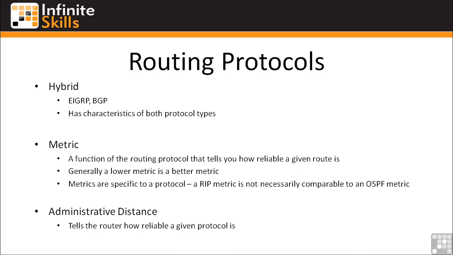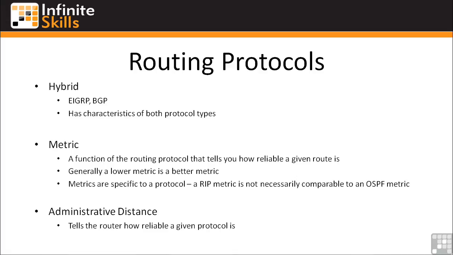Essentially, it tells the router how reliable a given routing protocol is. For example, let's say you're running OSPF and RIP on one of your routers, and you learn the route to the same network via OSPF and via RIP. And the router says, well, I have these 2 routing protocols. They're telling me that the network is accessible via different directions, but they end up in the same network. Which one of these do I believe? By default, it'll believe OSPF over RIP.